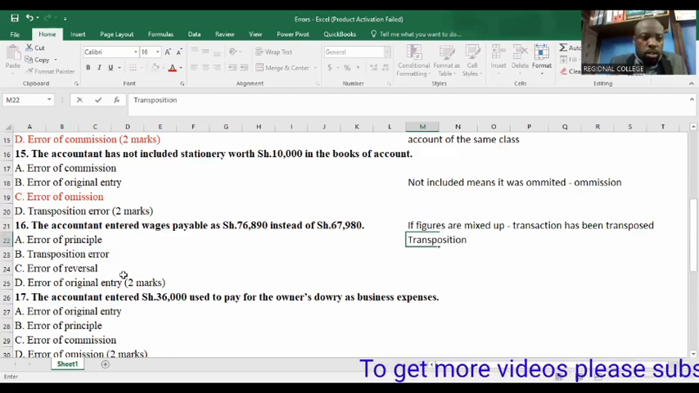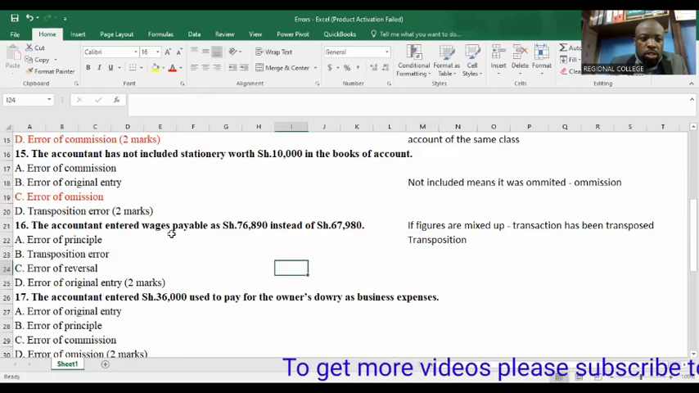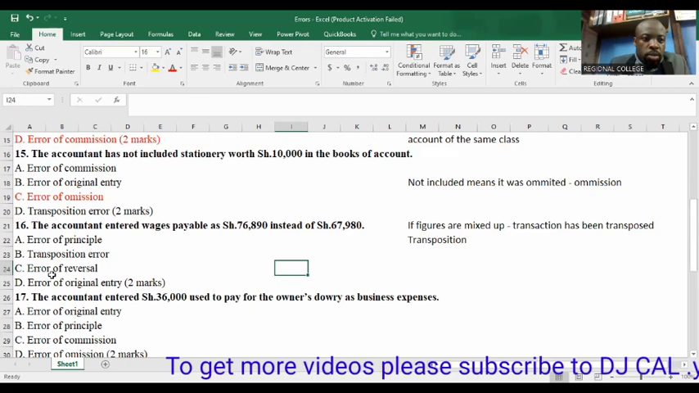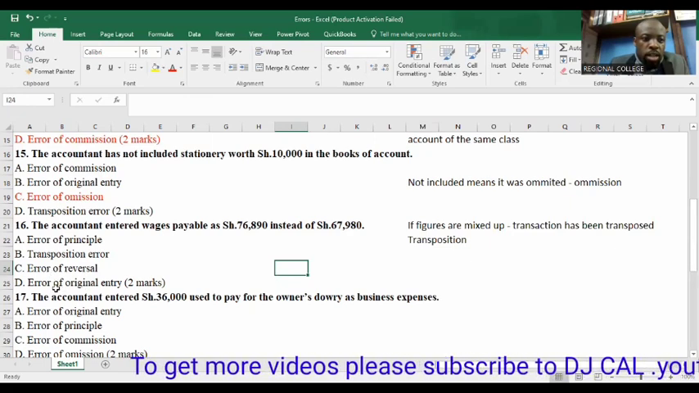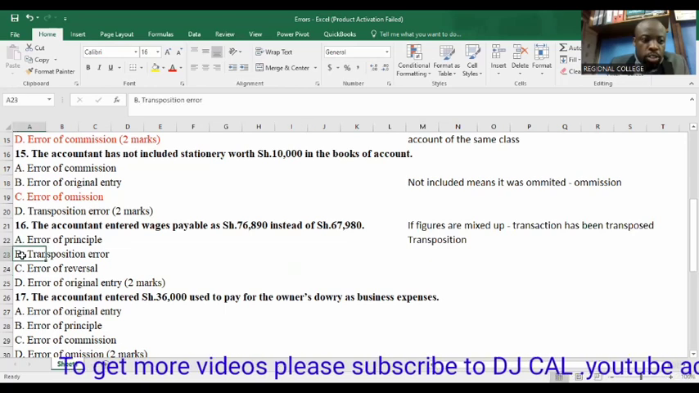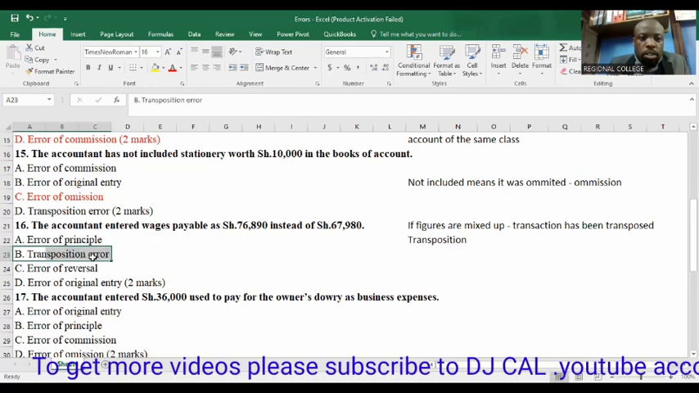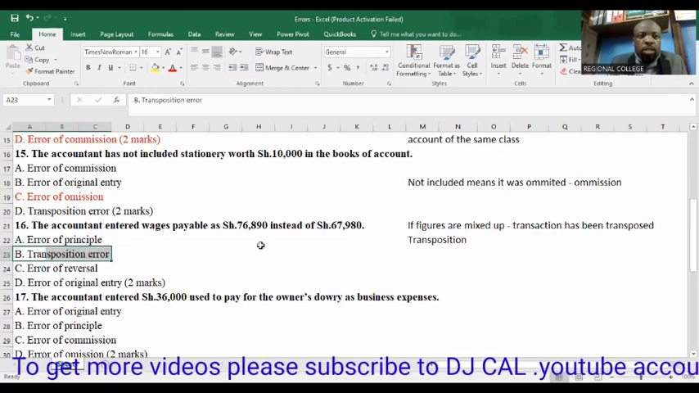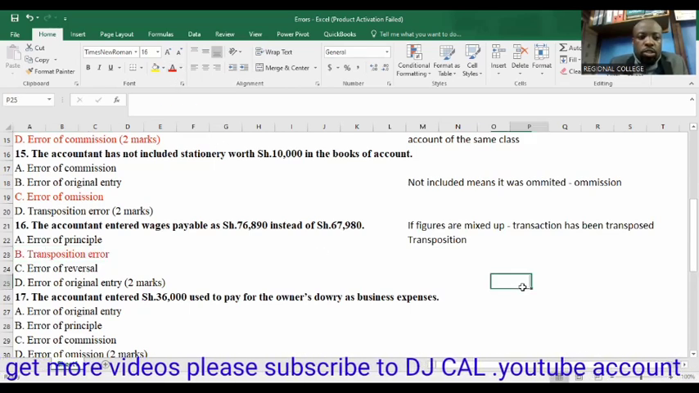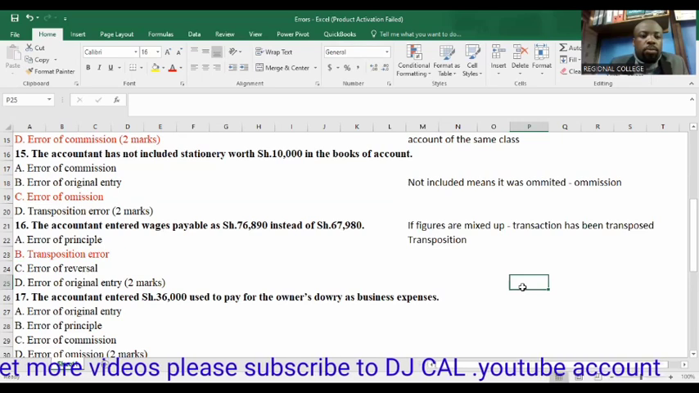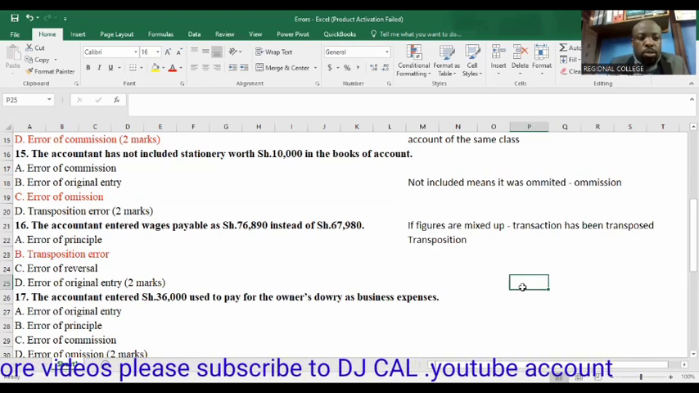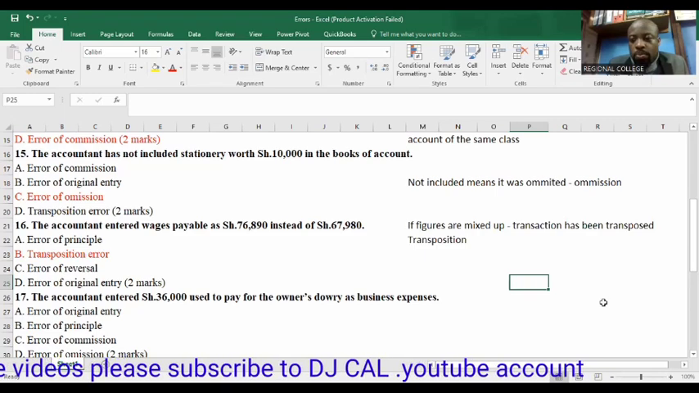So you can try to see if there is something like that one in the question. So error of principle, transposition, error of reversal, and error of original entry. So the correct answer is transposition. The figures have been changed. Something has been interfered in between the figures. So that is transposition. So that was the answer that we're supposed to say there.